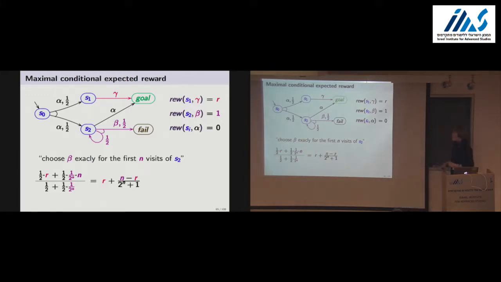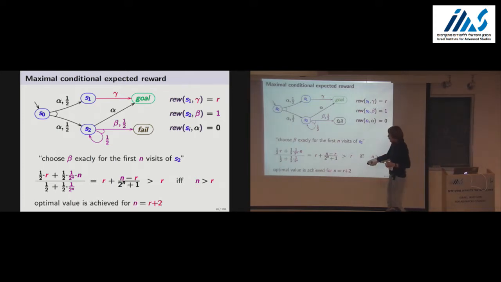Now you can do some calculation, and you see that this equals this value here. And now if n is larger than R, then we get a value which is better than the value that we achieved for this memoryless scheduler beta, which was better than just choosing alpha. Well, and indeed, the optimal value is achieved if n is R plus 2.